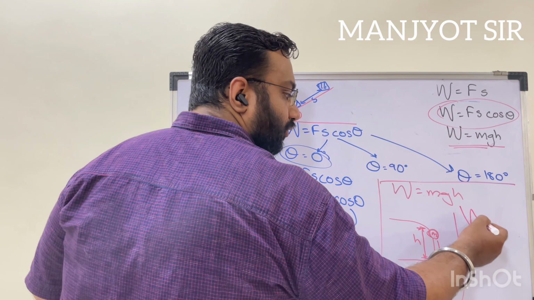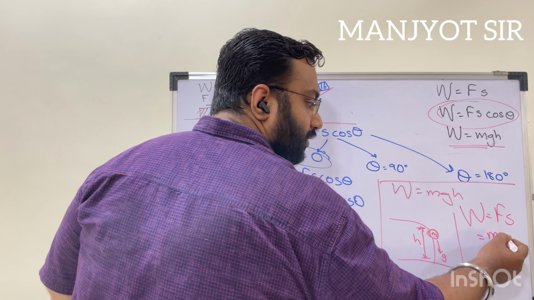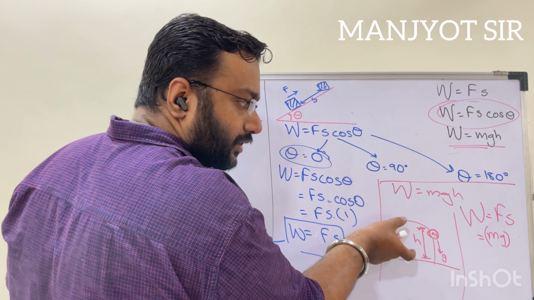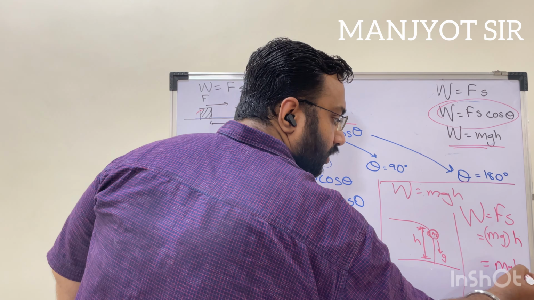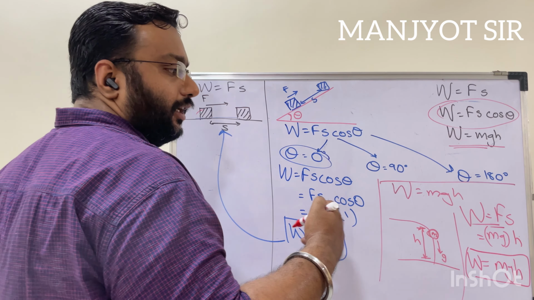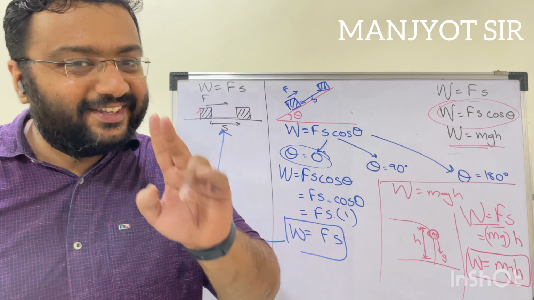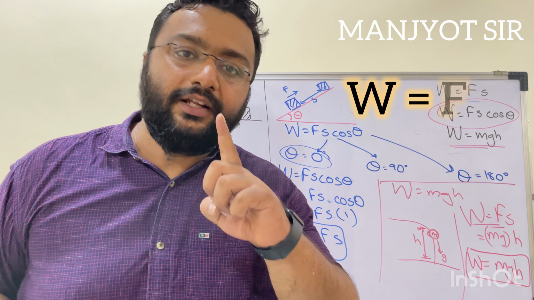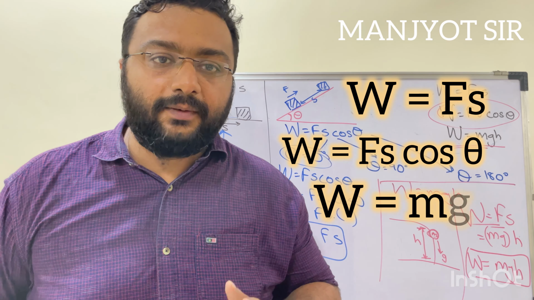See, we all know the first formula was W is equal to Fs, and we know that force is mg. So instead of force I am writing mg, and over here displacement is h. So instead of s I am writing h. So we get W is equal to mgh. So again this formula came from the first formula, and the first formula came with the help of the second formula. So here the second formula was the hero. So remember three very important formulas. First, W is equal to Fs. Second, W is equal to Fs cos theta, and third, W is equal to mgh.